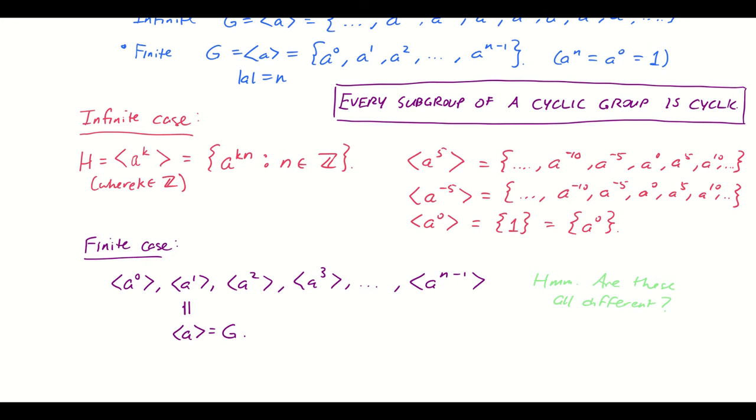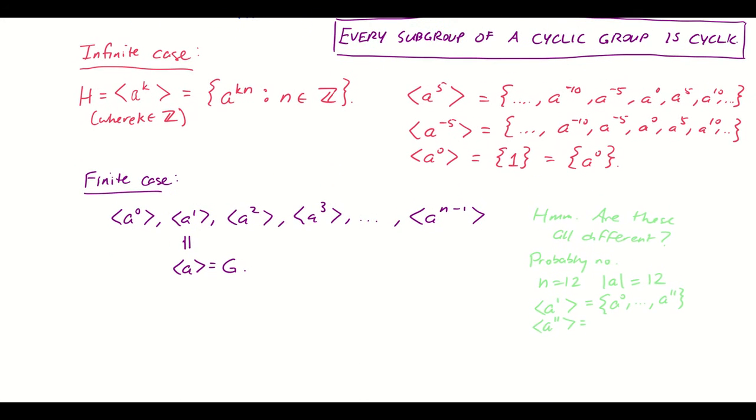And it looks like in most cases, the answer is probably going to be no. Because if, for example, my n was equal to 12, so A was an element of order 12, and G was a group of order 12, a cyclic group of order 12, then, for example, the subgroup generated by A to the first would be the entire group G. It would be the set of all powers of A from the 0th to the 11th. But then the subgroup generated by A to the 11th, well, what would that be? Let's just pull up here and find out.